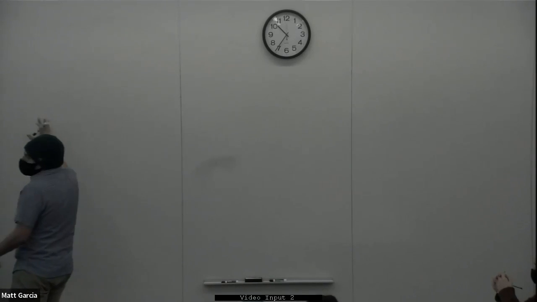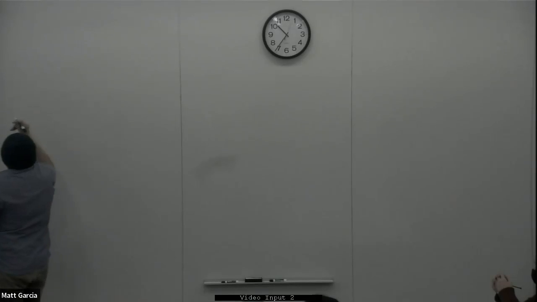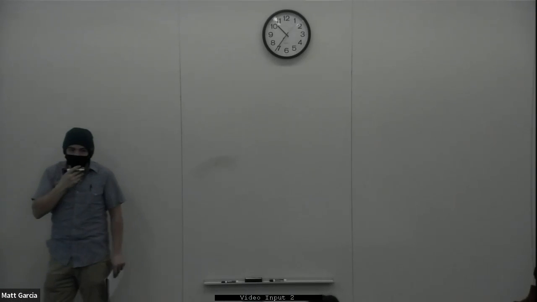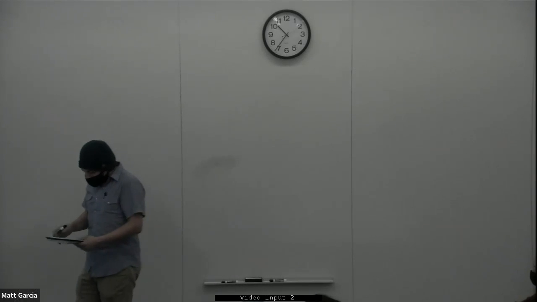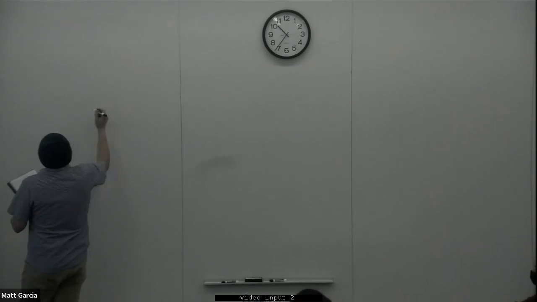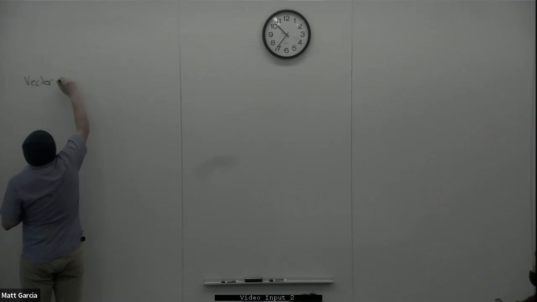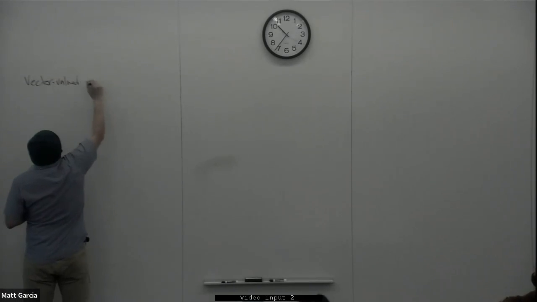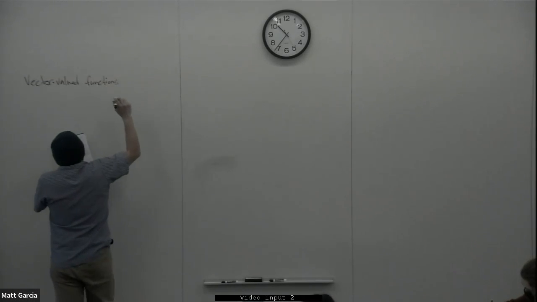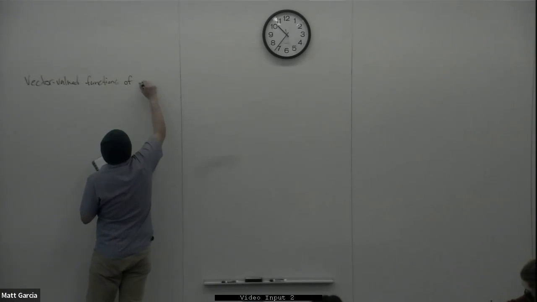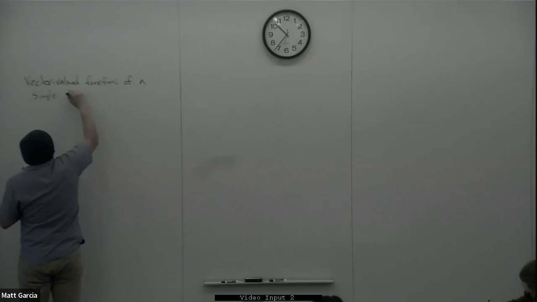So, having completed our review, let's see, is this off frame? No, good. Having completed our review of everything we need to know about vectors and linear objects such as lines and planes, we can now start talking about vector valued functions. Specifically, a single variable.